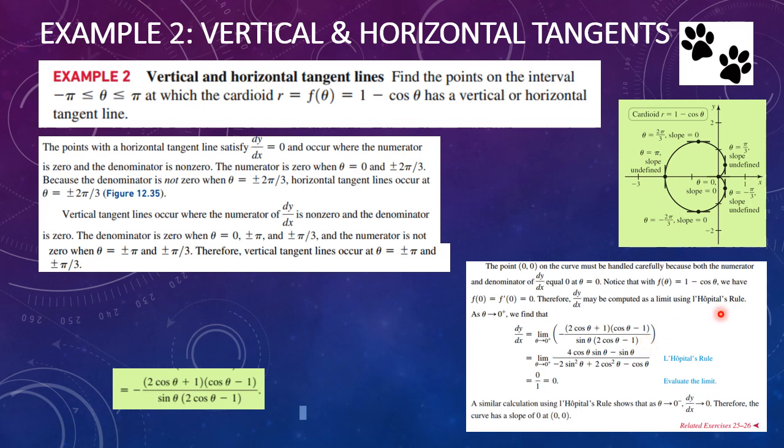Because both the numerator and denominator go to 0 as theta goes to 0 from the positive direction, we can apply L'Hopital's rule. I'm not going to walk through this, but we get 0 over 1, which equals 0. So this rule shows that as theta goes to 0 from the negative direction, it also goes to 0. Therefore, the curve has a slope of 0 at 0, 0, which means that effectively it is indeed a horizontal tangent line. So it would be included in the horizontal tangent lines versus the vertical.